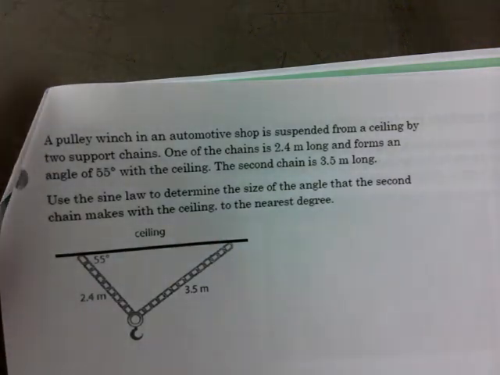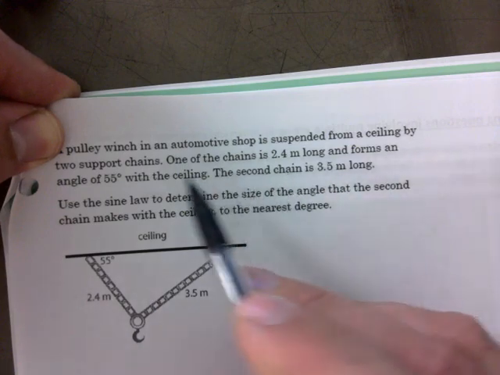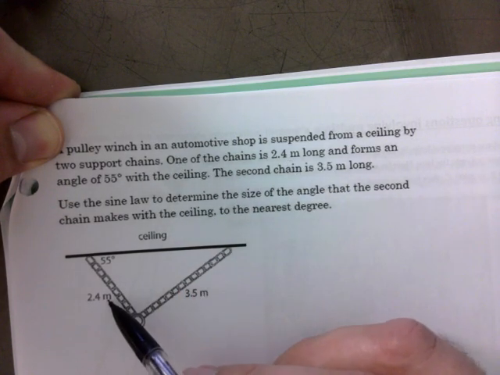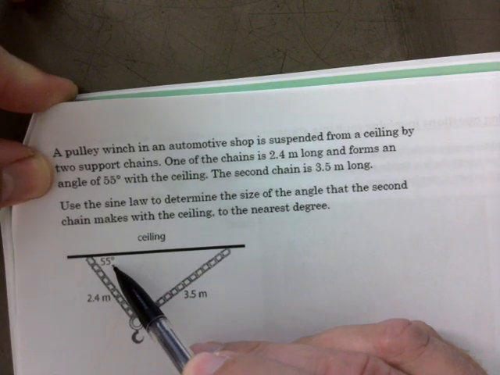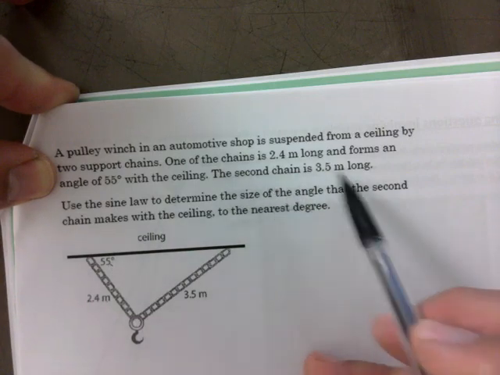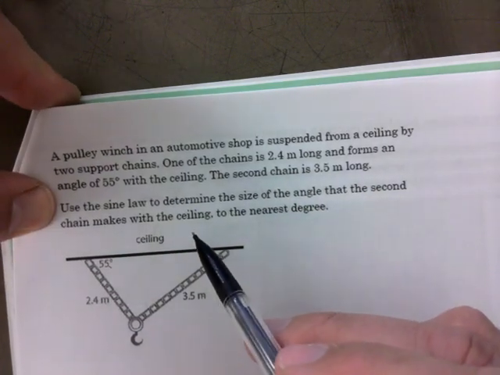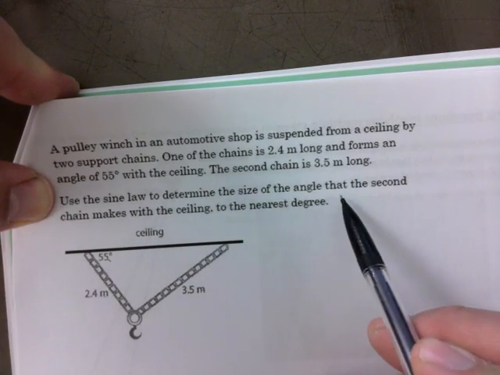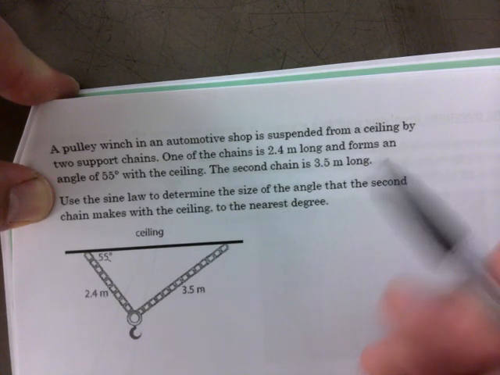A pulley winch in an automotive shop is suspended from a ceiling by 2 support chains. One of the chains is 2.4 meters long, there it is, and forms an angle of 55 degrees with the ceiling. The second chain is 3.5 meters long. Use the sine law. I don't like that one, but determine the size of the angle that the second chain makes with the ceiling to the nearest degree.